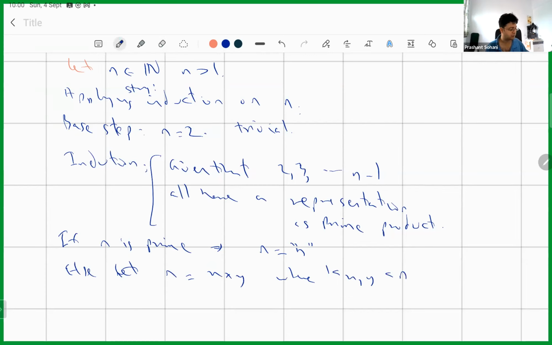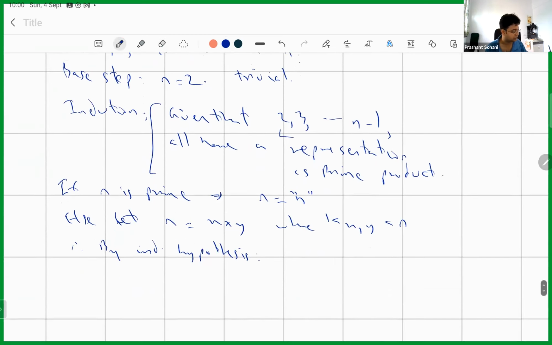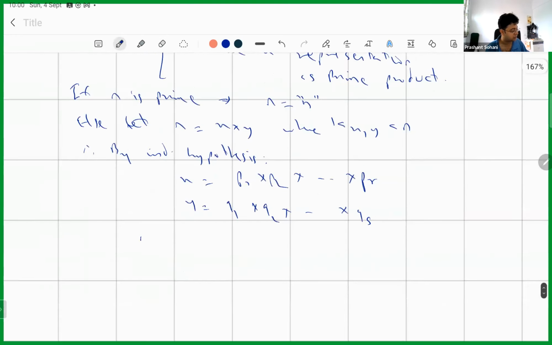So x and y are both between 1 and n. Therefore, we can apply the induction hypothesis, which says that any number between 2 and n minus 1 can be written as a prime representation. So x can be written as p1 into p2 into some pr, and y can be written as q1 into q2 into qs. So n, which is x into y, can be written as p1 into pr into q1 into qs, which are all primes. So the existence part is done. For any number n, by induction, we can say that it will have a prime factorization.